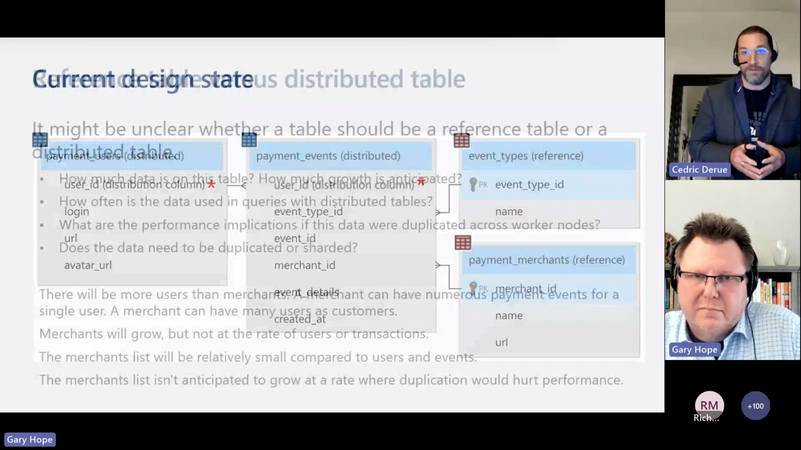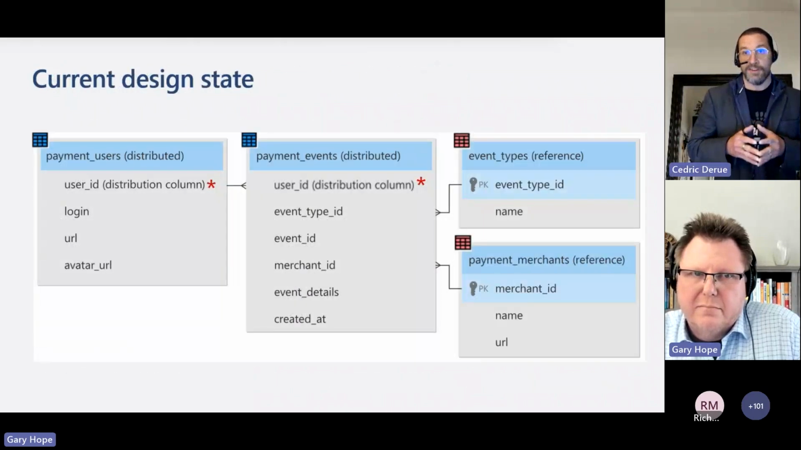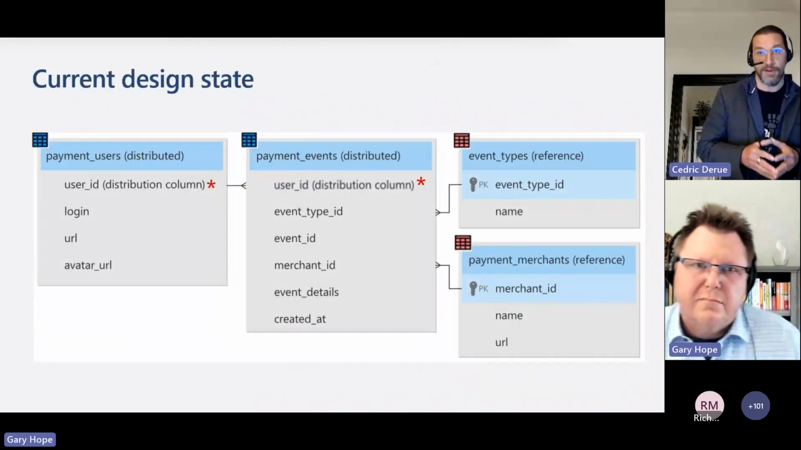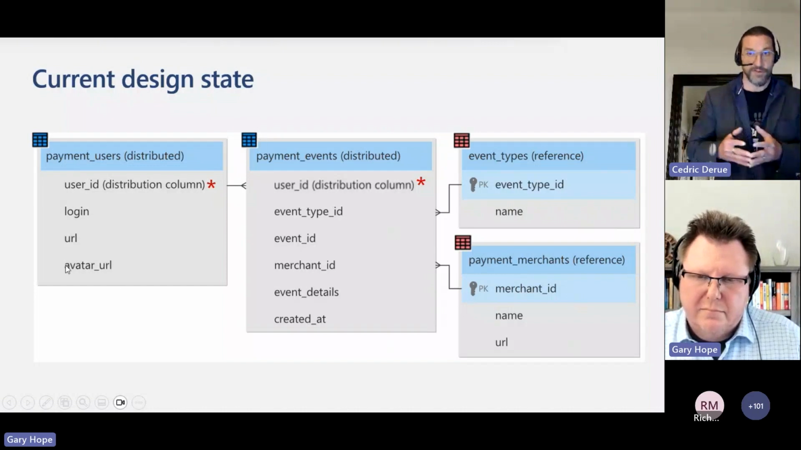So finally, for the Woodgrove Bank tables, we have the following design. Payment merchants is a reference table. Event types is a reference table. Payment events is a distributed table. And payment users is a distributed table.